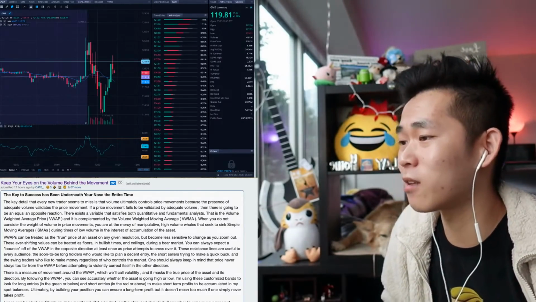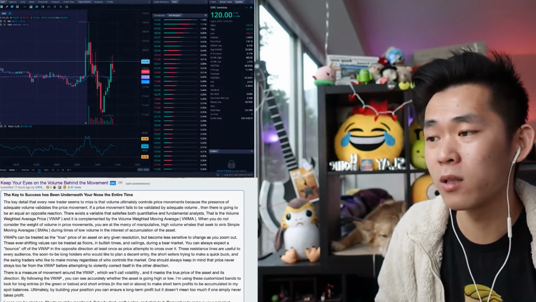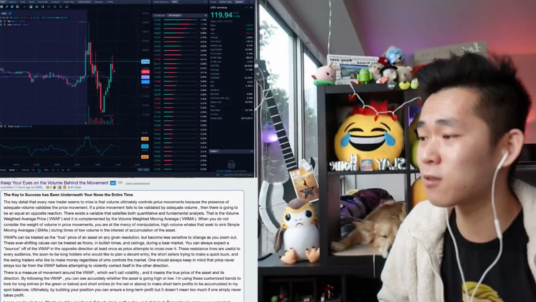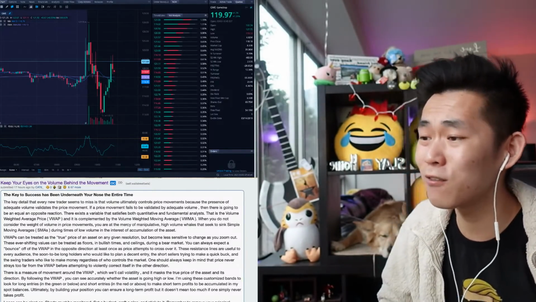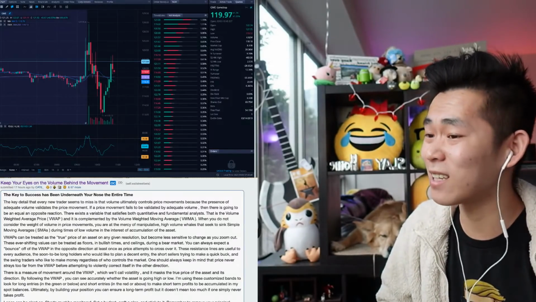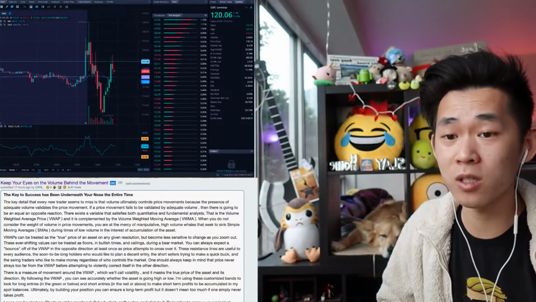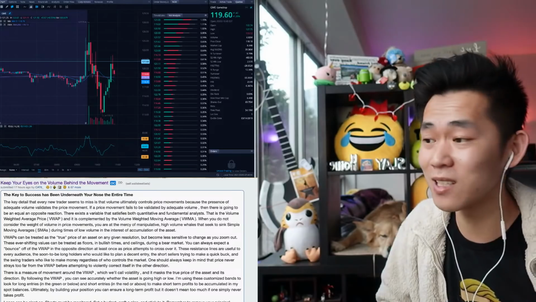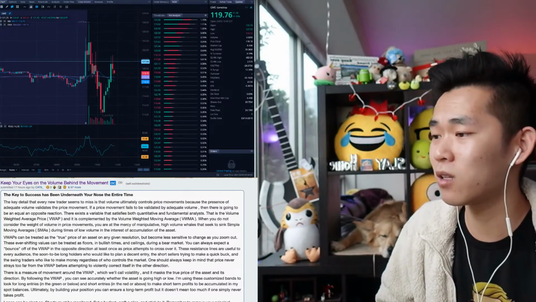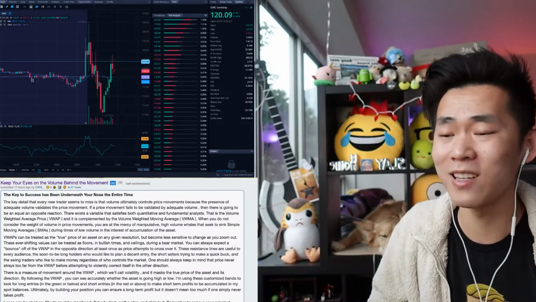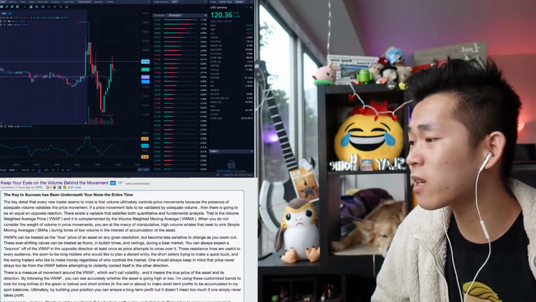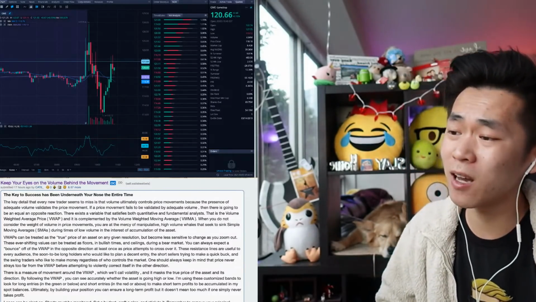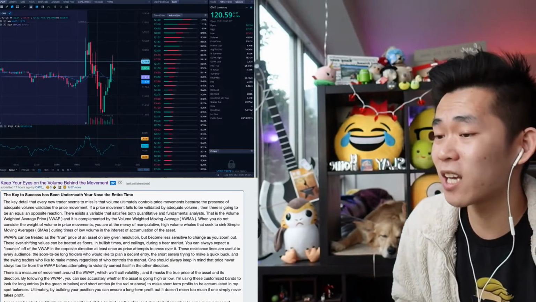It is complemented by the volume weighted moving average, the VWMA. When you do not consider the weight of volume in price movements, you are at the mercy of manipulative high volume whales that seek to sink simple moving averages, SMAs, which is what we see here on the GameStop chart. It is the line in blue. It's a 15-day simple moving average during times of low volume in the interest of accumulation of the asset. VWAPs can be treated as the true price of an asset on any given resolution, but become less sensitive to change as you zoom out.